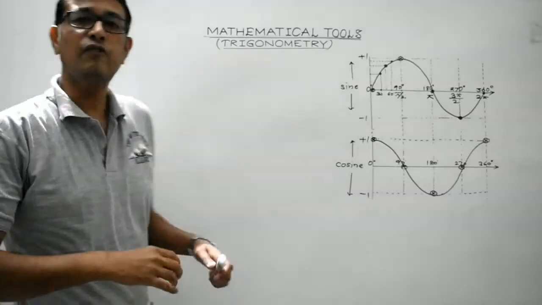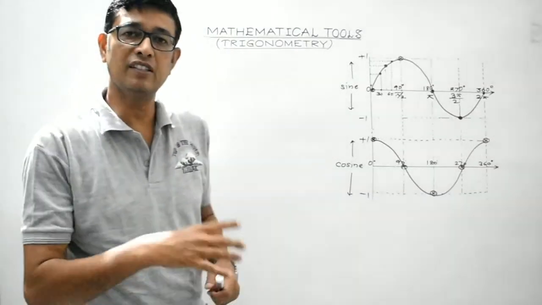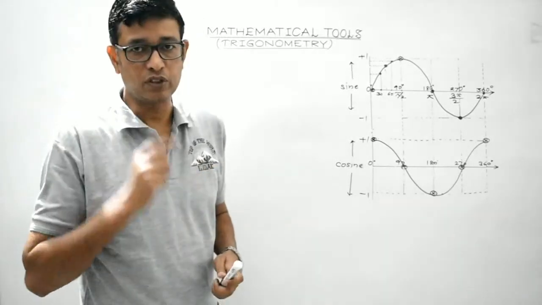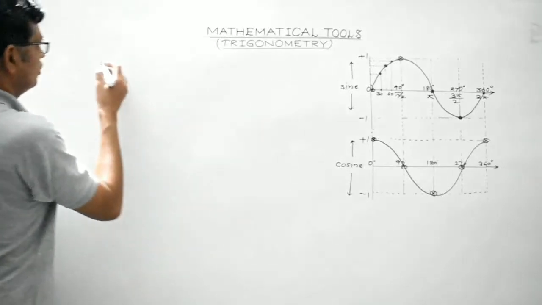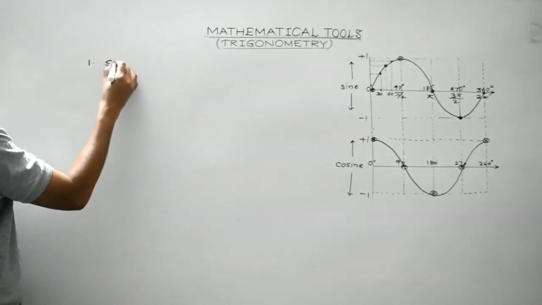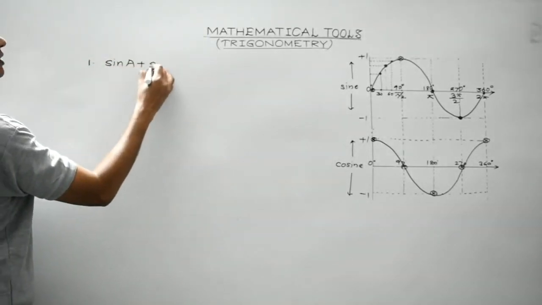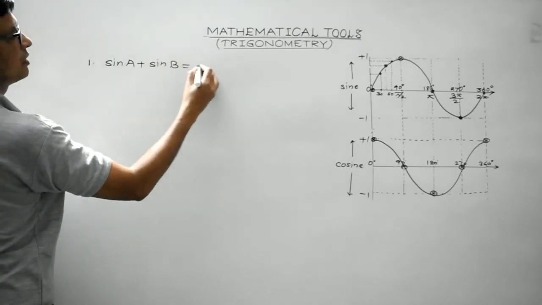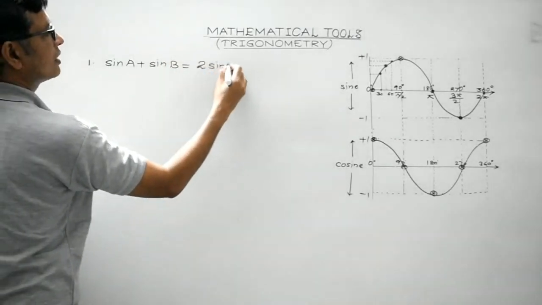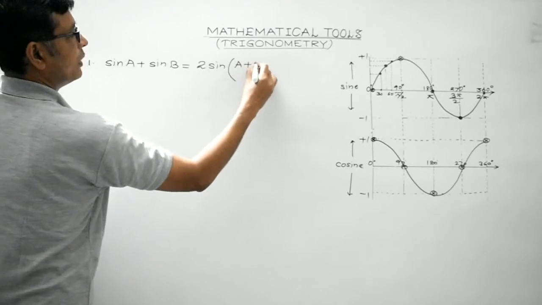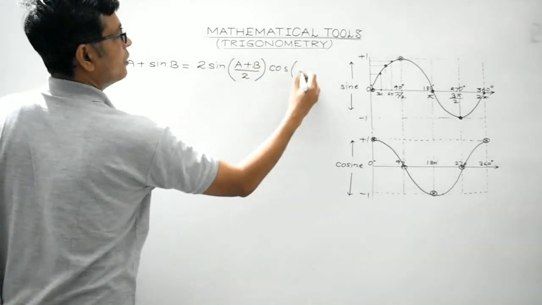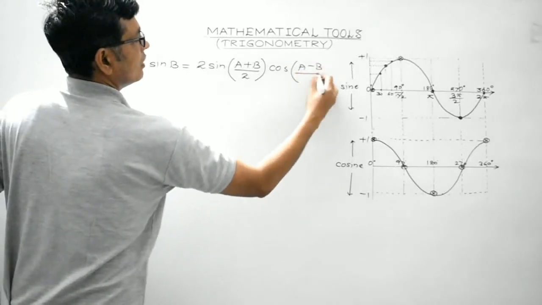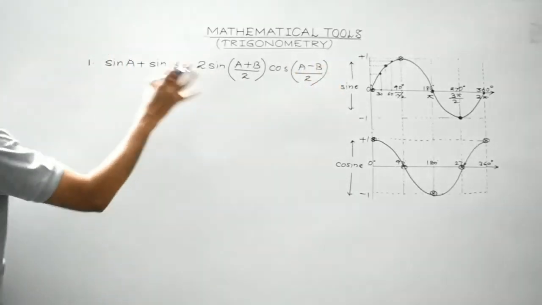Okay, there are still some formulas for addition and subtraction of sine and cosine functions. Let's discuss those formulas as well, right? So the first formula is sine A plus sine B. It is equal to twice sine A plus B by 2 cos A minus B by 2. That's the first formula, sine A plus sine B.